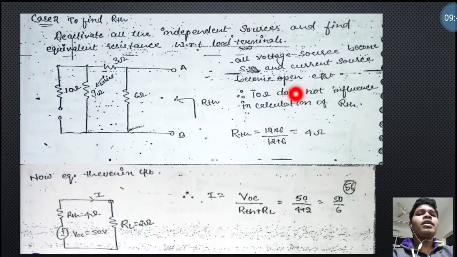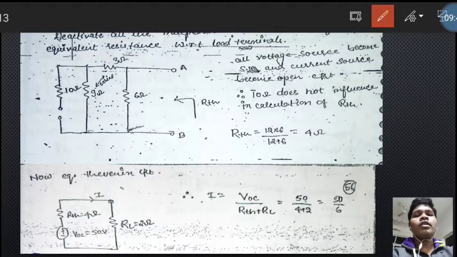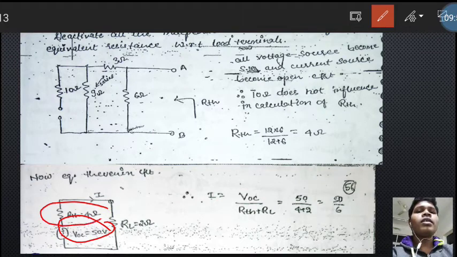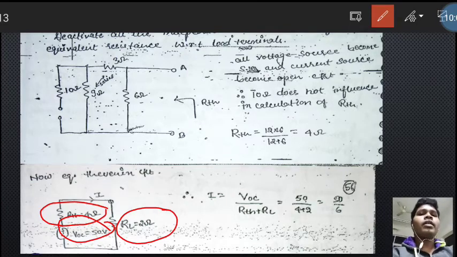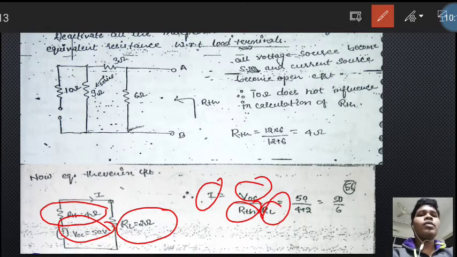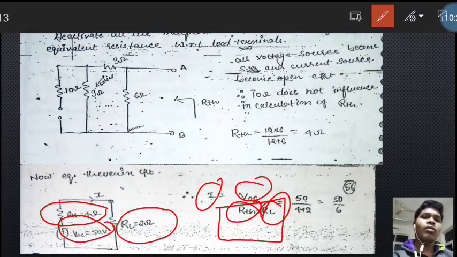After getting the Thevenin's resistance, it is very easy to calculate the current across the 2 ohm load resistance. First we take the equivalent figure: VTH, the Thevenin's voltage, is 50 volt, which we already calculated in case 1. In case 2 we got the Thevenin's resistance, 4 ohm, and the load resistance given in the question is 2 ohm. So the current is equal to the open circuited voltage, that is the Thevenin's voltage, divided by the Thevenin's resistance plus the load resistance, that is the total resistance.